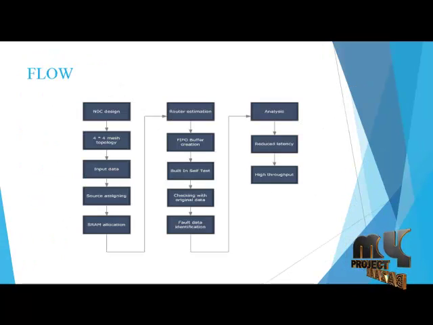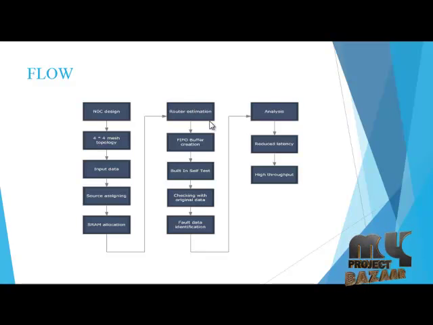Let us see the flow of our project. First, network on-chip design is done. In that, we have to implement a 4x4 mesh topology. The 4x4 mesh topology has 16 nodes, which contain the source node, neighbor node, and destination node. Input data is passed via that source node. Then we have to assign the source. Then we have to assign SRAM, that is static RAM, for all nodes.